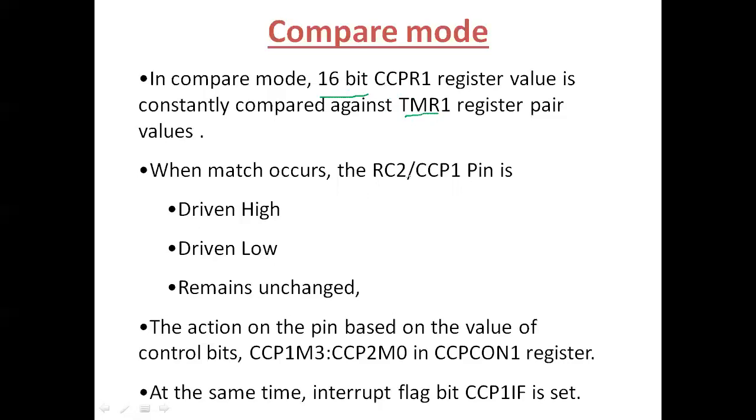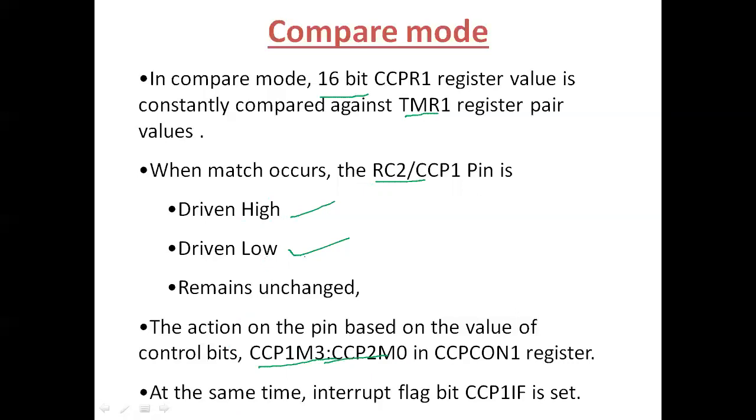When there is a match between the 16-bit CCP register value and the 16-bit timer register value, this will cause the RC2 pin of the PIC microcontroller to be set to active high, or driven to low, or remain unchanged. The status of that pin depends on the 4 bits in the CCP control register, CCPM0 to M3. The combination of these four bits decides whether the compare mode drives the RC2 pin to active high or active low.